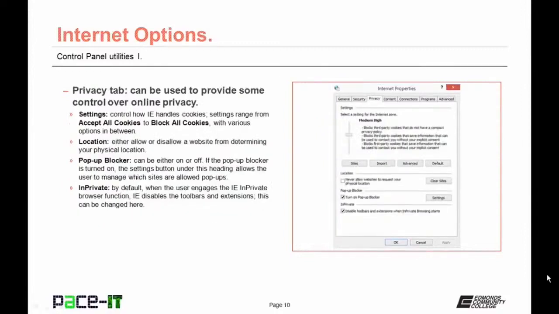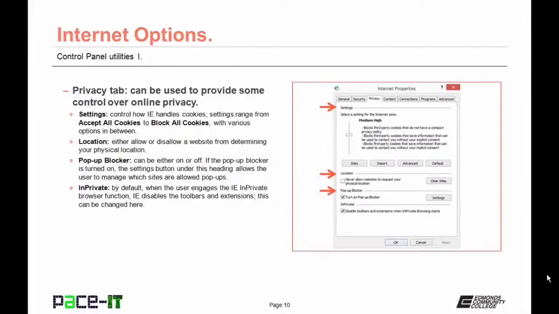Now let's move on to Privacy. The Privacy tab allows some control over online privacy. The Settings section allows some control over how Internet Explorer handles cookies. The settings range from accept all cookies to block all cookies with various options in between. The Location section either allows or disallows a website from determining your physical location through your IP address. The pop-up blocker can either be on or off.